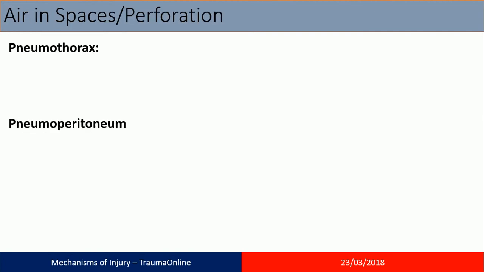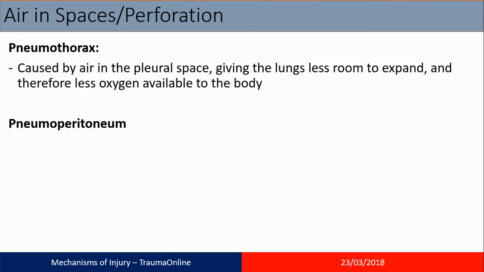So another way that injuries are seen is when there's air in spaces that it's not meant to be in. So normally you're meant to have air moving in and out of your lungs, but if you have an injury to one of your lungs and it bursts slightly, then this can cause air to leak out into the pleural space surrounding the lungs, and this is called a pneumothorax. This means that the lungs then have less room to expand into because there's air in the space around it, and so you're able to get less air into your lungs, so you're able to get less oxygen to your body.